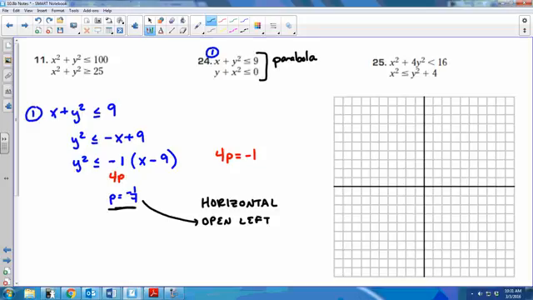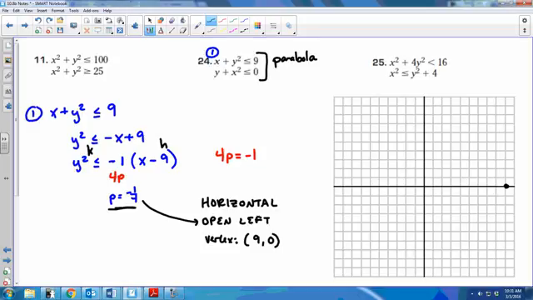The only other thing I need to know is the vertex. So what's the vertex? 9, 0. Remember, this is h, and then k would be over here. And it's obviously y minus 0 squared. Any questions how I figured those 3 things out? We graph the vertex in, 9, 0. We know it's going to open left.